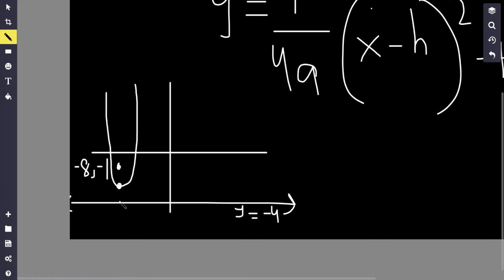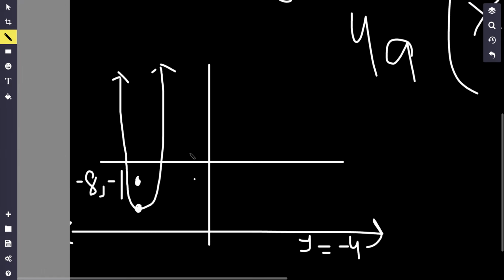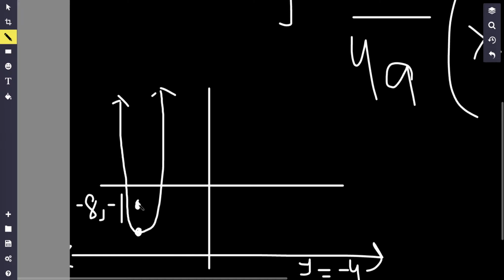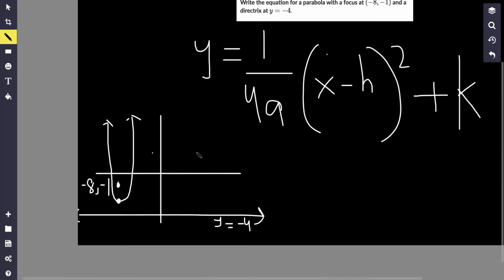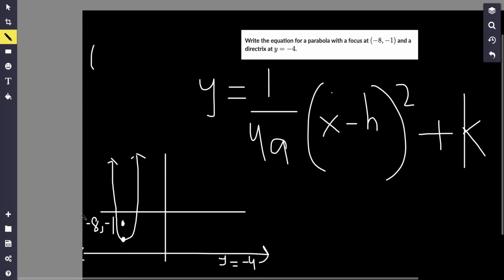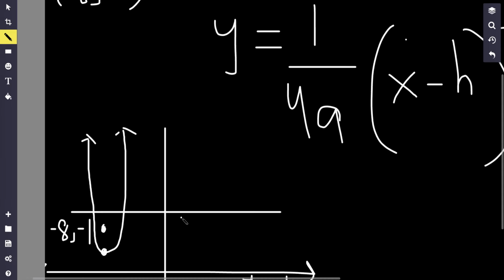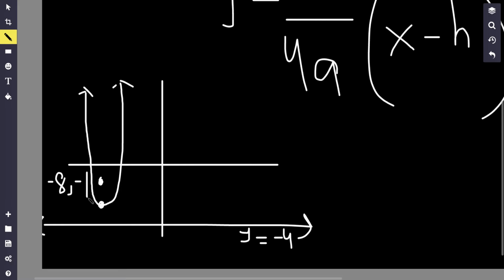Because our focus is above the directrix, our parabola is going to be facing upwards. Now, we also know that the x value of our vertex is going to be the same x value as our focus, meaning that if our focus has the coordinates -8, -1, the vertex of our parabola is also going to have the x-coordinate of -8.